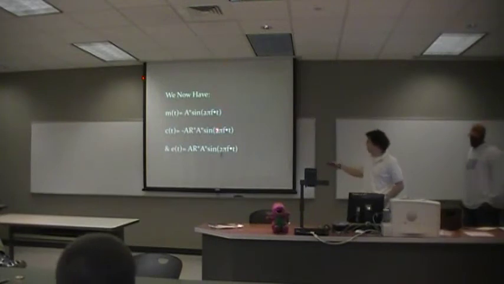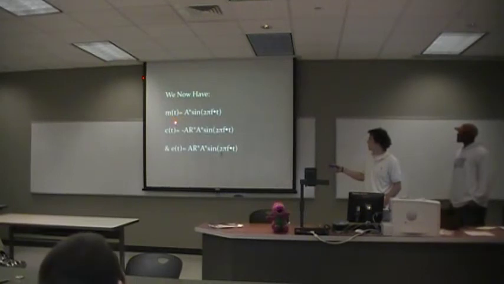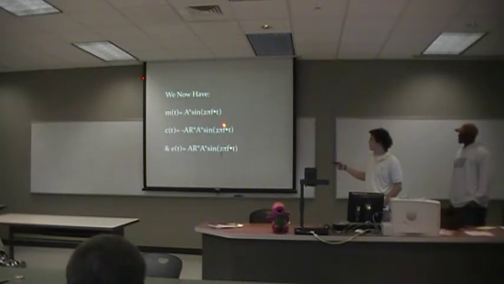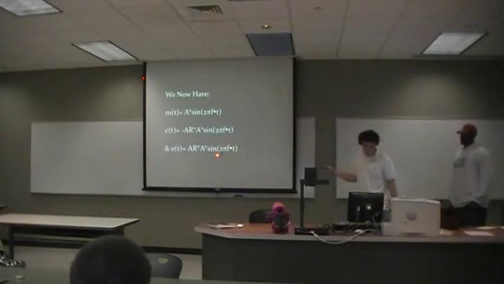So now, with all the equations that we have accumulated so far, we have the manipulated variable, M of T, equals amplitude times sine of 2 pi frequency times time, our output is negative amplitude ratio times amplitude times sine of 2 pi f t. And with our newest addition to the list, we have error as a function of time equals amplitude ratio times amplitude times sine of 2 pi f t. We've just listed it.